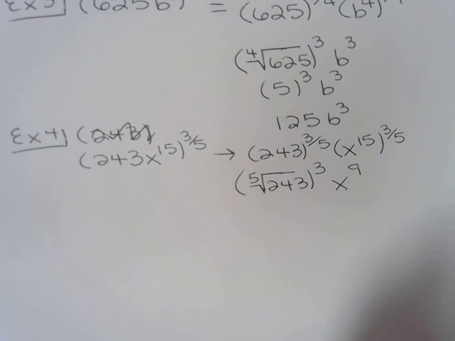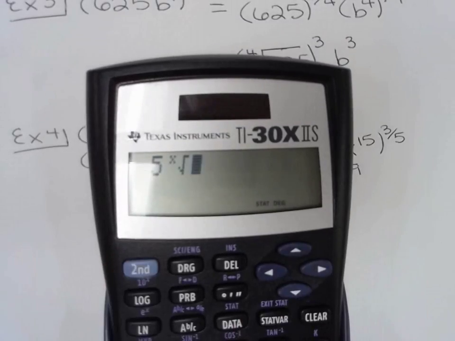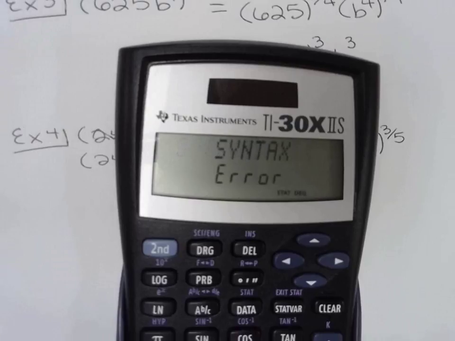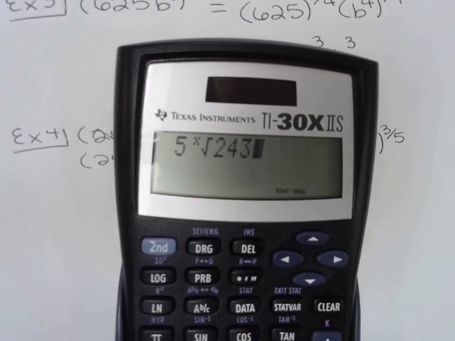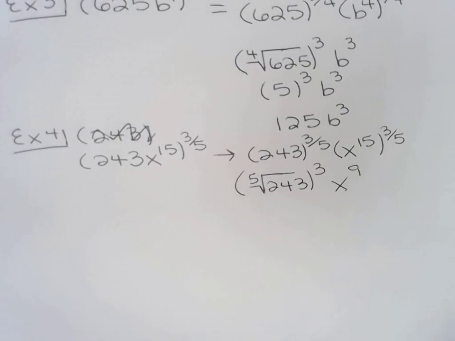The coefficient, the constant, is a little more work. Fifth root of 243. It ends in a 3, so I'm not expecting it to be a 5, because 5 would end in 0 or 5. So for the fifth root, we do 5, second, the caret button. Fifth root of 243. Don't put a parenthesis. 3, which makes sense, just by kind of looking at it.